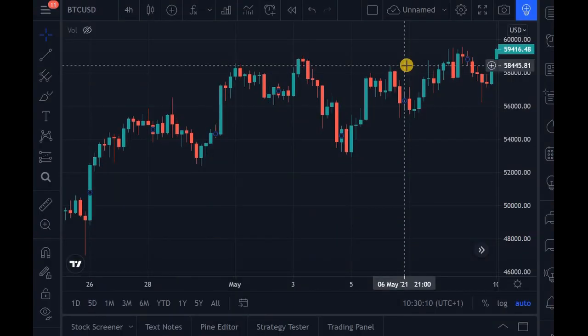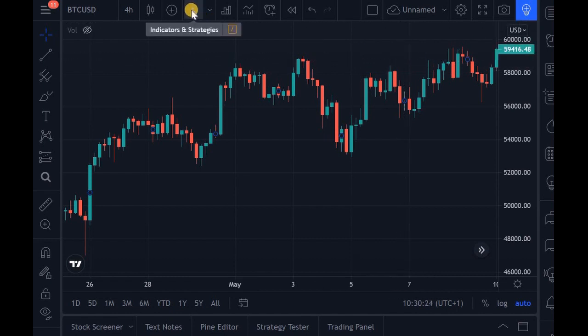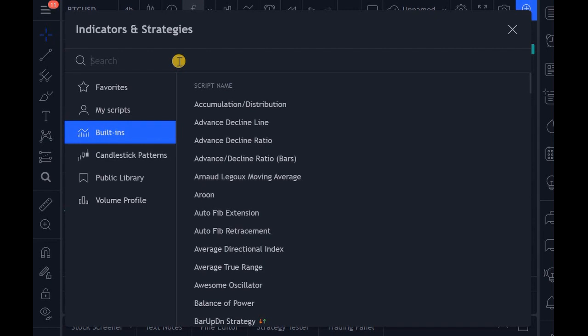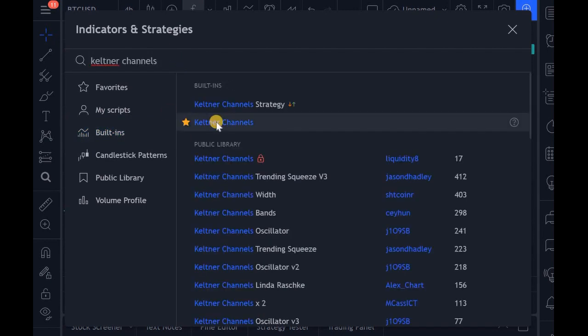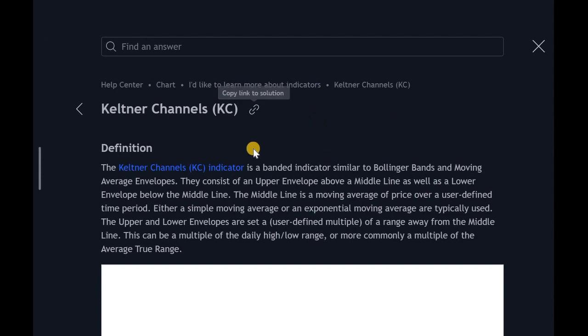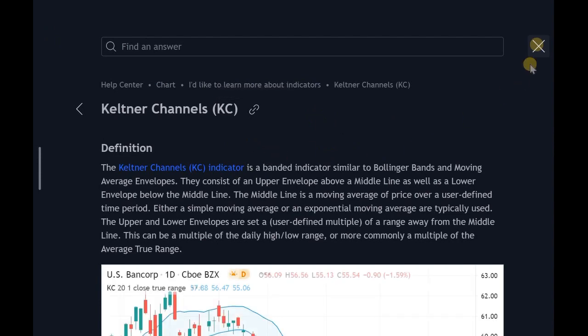There are two indicators that you are going to use with this strategy. The first indicator is the Keltner channels. You can access it by going to the FX section where it says indicators and strategies, then search for Keltner channels. This is the indicator we are going to be using right here. To know more about it, you can go to this section and click show description to find out more information.